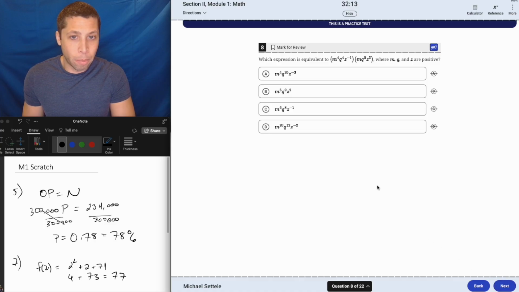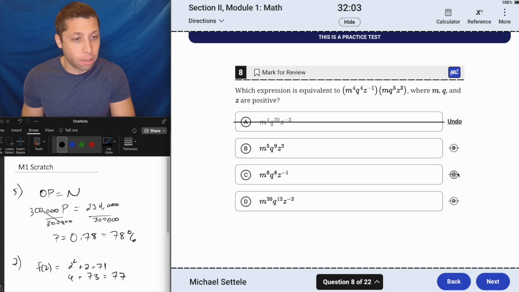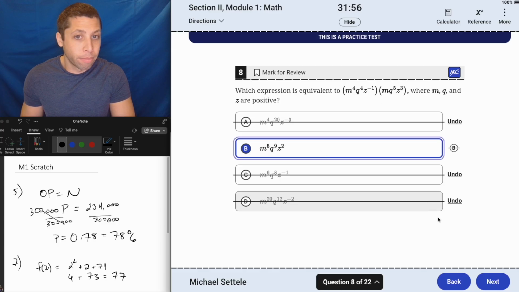Okay. So this is all about exponent rules, which when you are multiplying two things with the same base, you add the exponents. So 4 and 1 is 5. Oh, so that already gets me to B. 4 and 5 is 9. Yep. And negative 1 and 3 is 2. Yeah, okay.